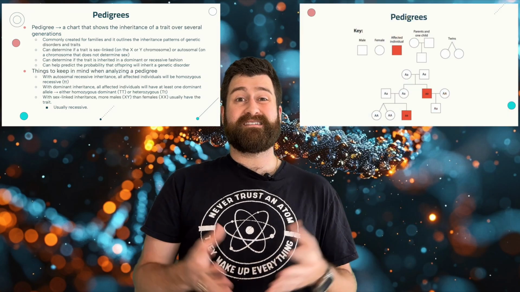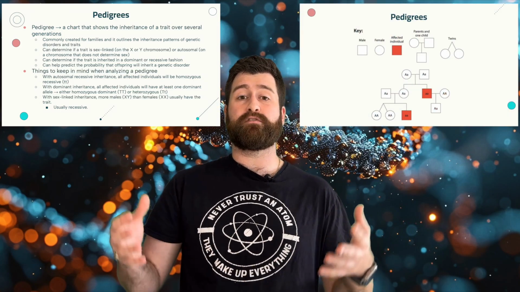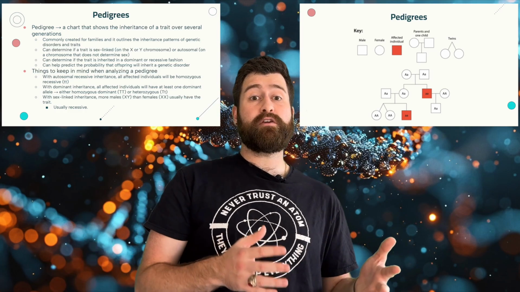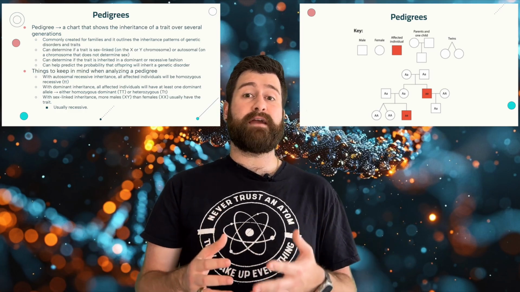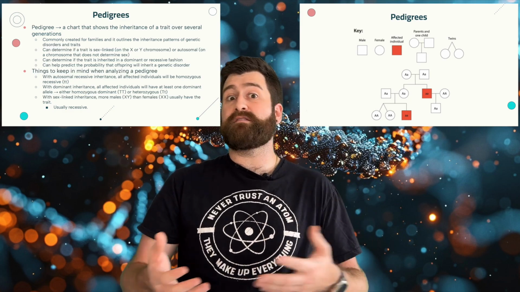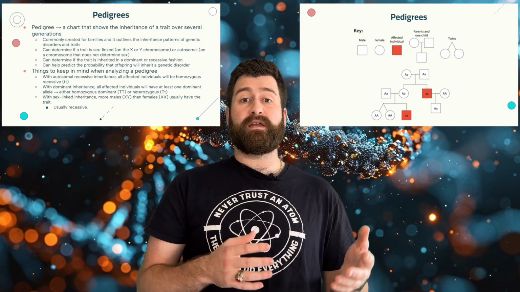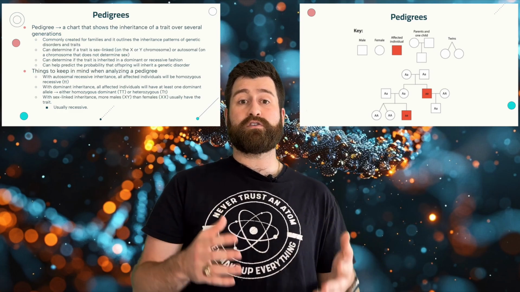So what is a pedigree? Essentially, it's just a chart that shows the inheritance of a trait over several generations. These are commonly created for families, and it outlines the inheritance patterns of genetic disorders and traits. It can also be used for things such as cows if you're a cattle farmer. They can be used to determine if a trait is sex-linked or autosomal.